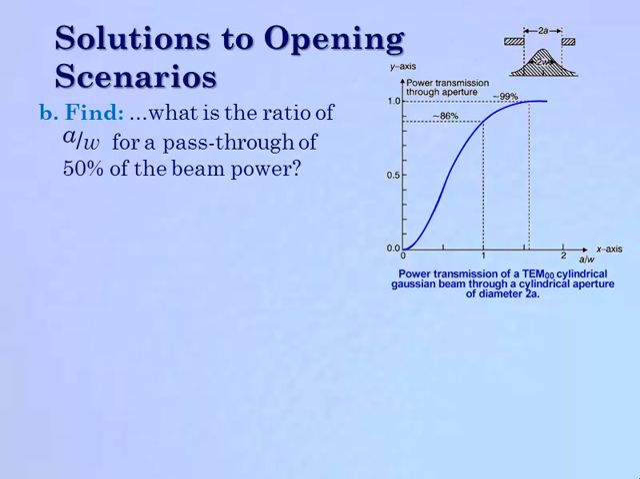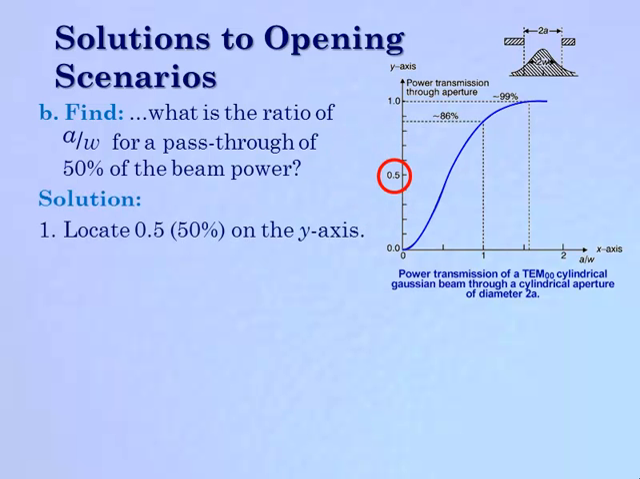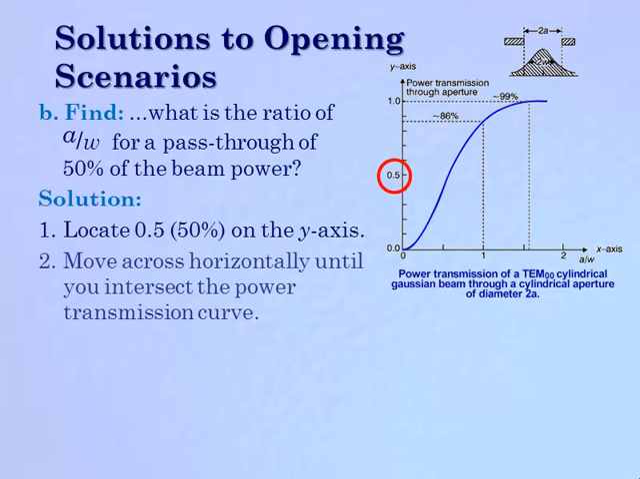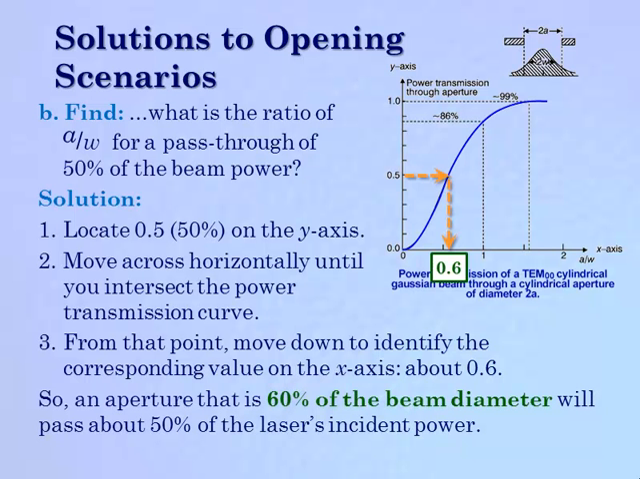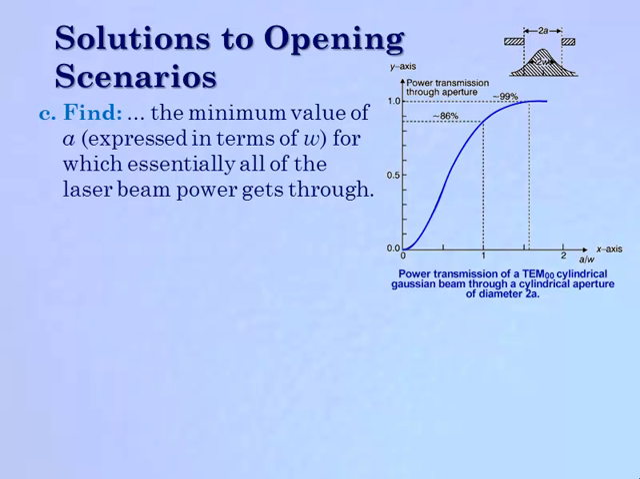Now the next part of this question asks, what is the ratio for a pass-through of 50% of the beam power? Otherwise, what will be the ratio of A to W when half of the power is blocked by that aperture? Well, to find that, we find the 50% mark on the y-axis, and we move across horizontally until we intersect the curve, and then we move down to read the value on the x-axis, so about 0.6. So to pass 50% of the laser's incident power, you will need to narrow the aperture to about 60% of the beam diameter.